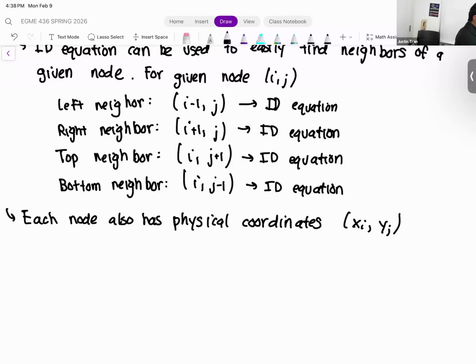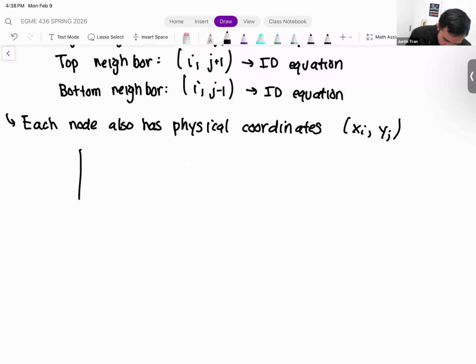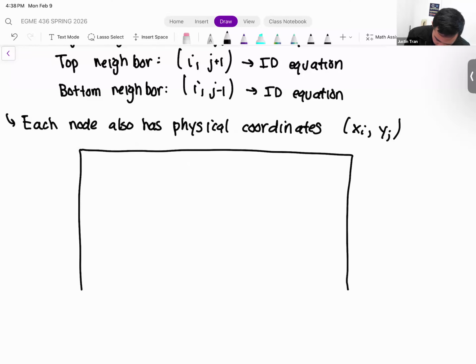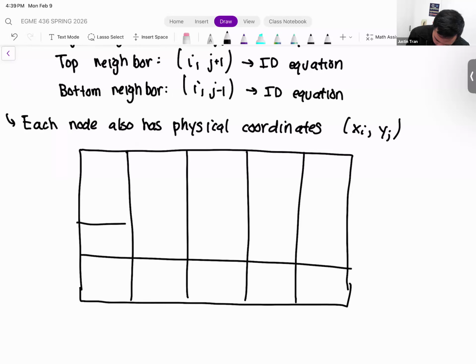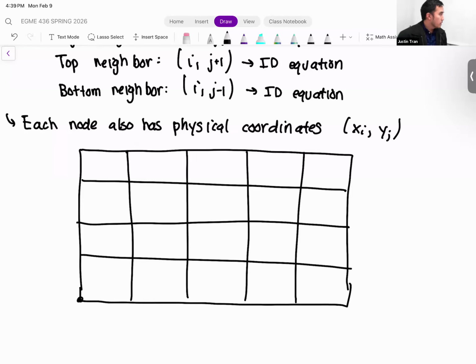Okay. Now the good news is that the physical coordinates are usually pretty straightforward, especially if you are assuming you have a uniform grid, right? So let me go ahead and draw our grid one more time. So to find the physical coordinates, you're just going to multiply the ij coordinates by the grid spacing in those particular directions.